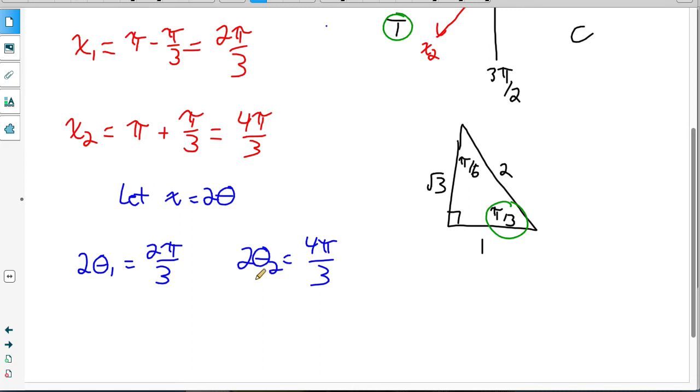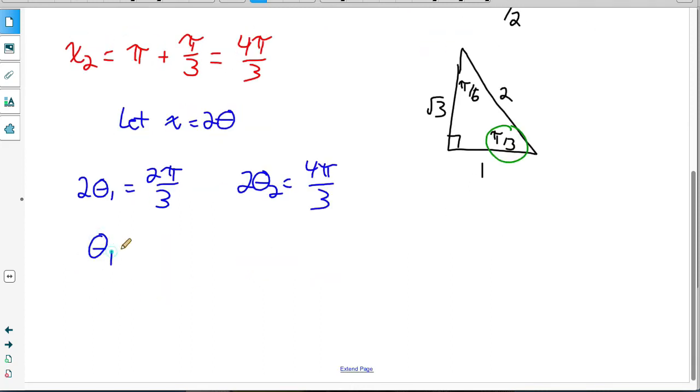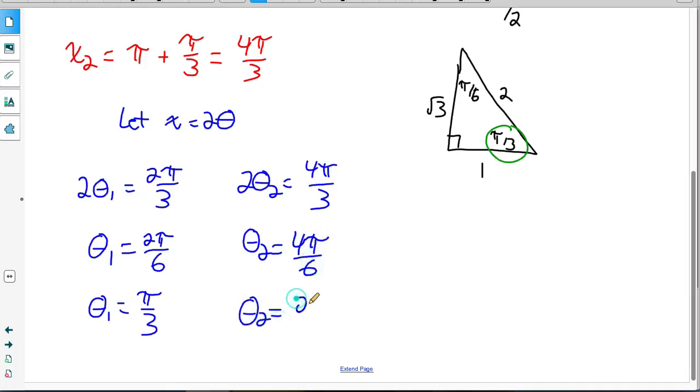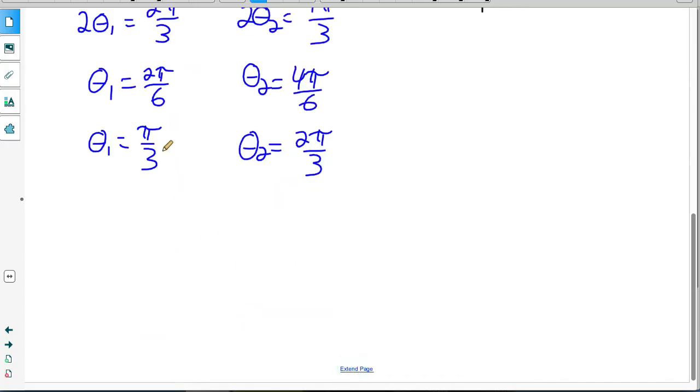Divide the 2 over on each of these equations we made to isolate theta. So I get theta 1 equals, so I do 2 pi over 3 divided by 2. That gives me 2 pi over 6, which reduces to pi over 3. And this one, when I divide the 2 over, I get 4 pi over 6, which reduces to 2 pi over 3. So those are the two answers in the first cycle of cosine of 2 theta. Remember, I can get more answers by adding the period of the function to these answers, right? There's an infinite number of answers that will give us that cosine ratio. Just add the period to any of your answers and you get more. And we want all of the answers between 0 and 2 pi.